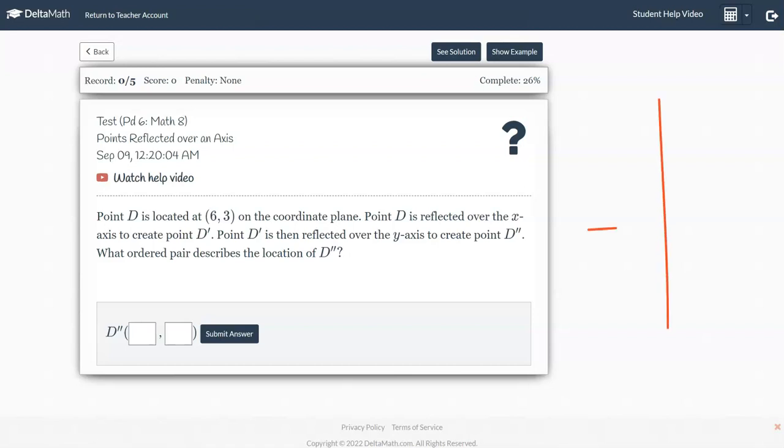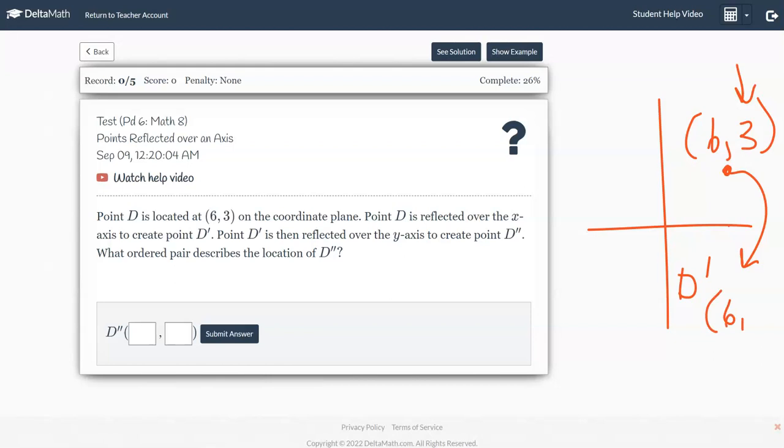So if you have a pair of axes and you've got a point like 6, 3, and you want to reflect over the x-axis, right? If you're going over the x-axis, you change the y. So my next point, D prime, would be 6, negative 3. But then it says you're going to reflect that point over the y-axis to create point D double prime. So this time we're going to jump that way. And we're going to make a new point, D double prime.